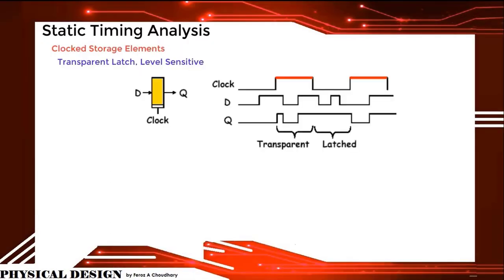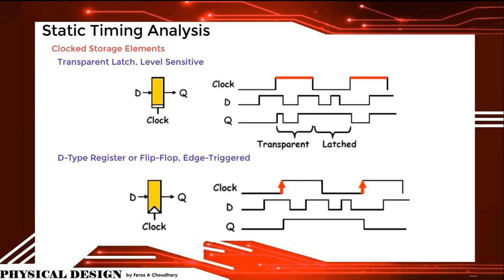Clock storage elements, which are transparent latch and D-type register. A transparent latch is level sensitive. Data passes through latch when clock is high and latched when clock is low. And a D-type register flip-flop is edge triggered. So data is captured on rising edge of clock and held for the rest of the cycle.